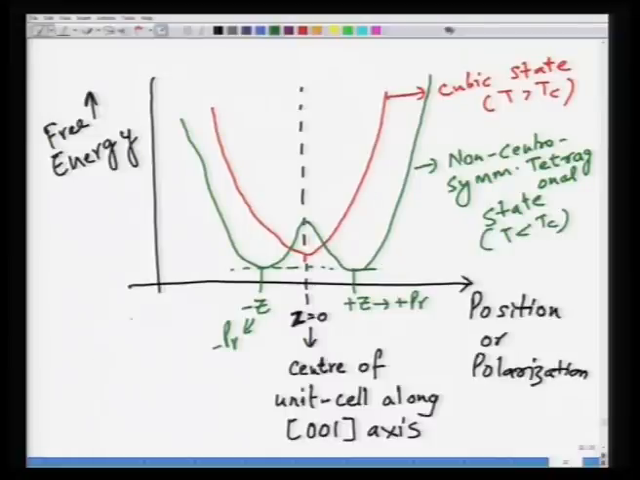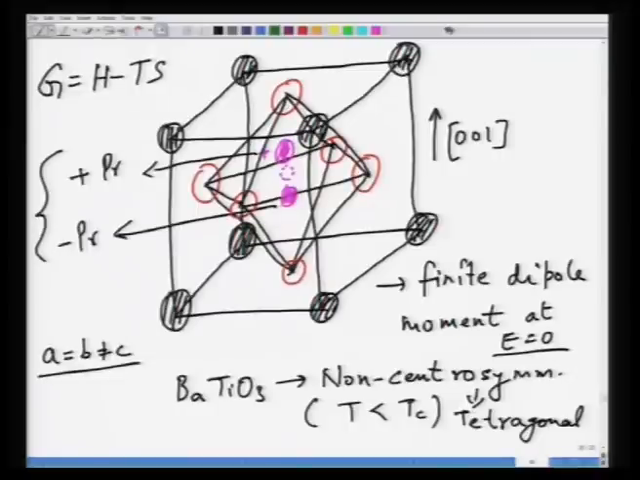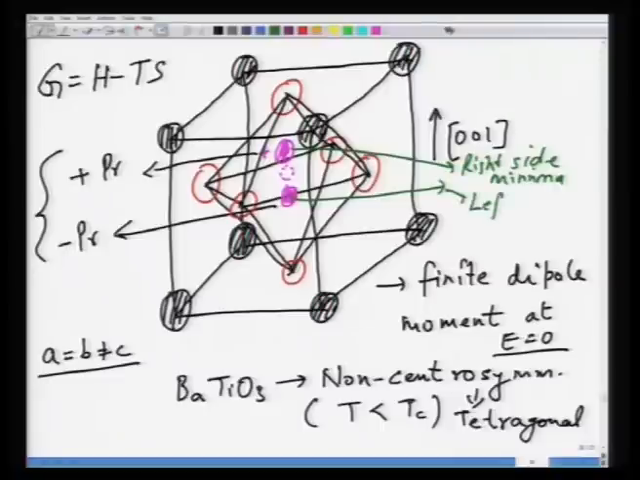So, basically what it would mean is that if you go back to the structure in the previous slide, this state will correspond to basically right side minima, and this will correspond to the left side minima. So, right side minima and this would be left side minima.